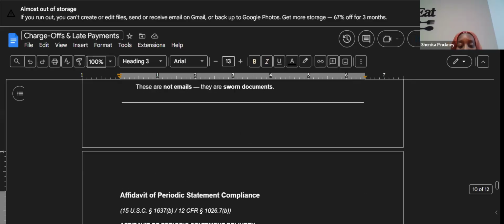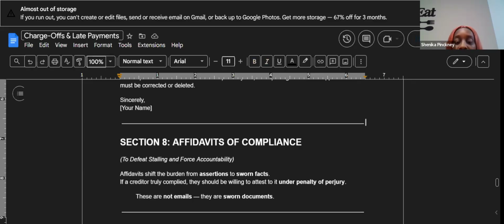Now, I added a section for affidavits that I sent to them because, for one, an affidavit is a sworn statement that they have done all these things. And if they sign off on the affidavit and they lie, this is going to be a problem. So I also have affidavits that I completed in here that you're going to send with these letters to the creditors or the furnishers. Okay.